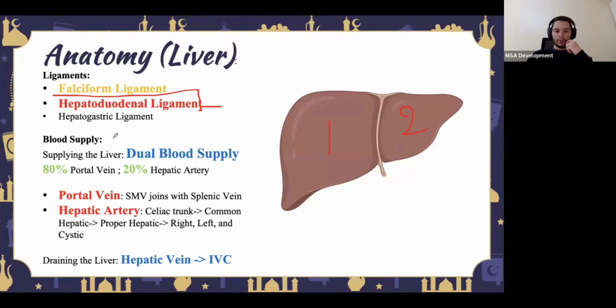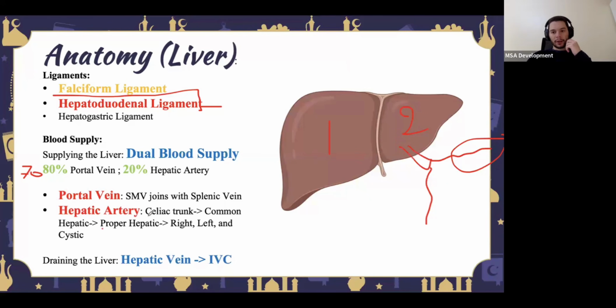Now, moving on to the blood supply of the liver. The liver is supplied by dual blood supply. The portal vein, some lectures said 70%, keep it as a range from 70 to 80% by the portal vein and 20 to 30% by the hepatic artery. Right, so where does the portal vein and hepatic artery come from? The portal vein comes from joining of the superior mesenteric vein and the splenic vein. If you could imagine with me, here's the spleen. It sends a vein like this, and then you have the superior mesenteric vein. They join together, and then you get your portal vein going to the liver.